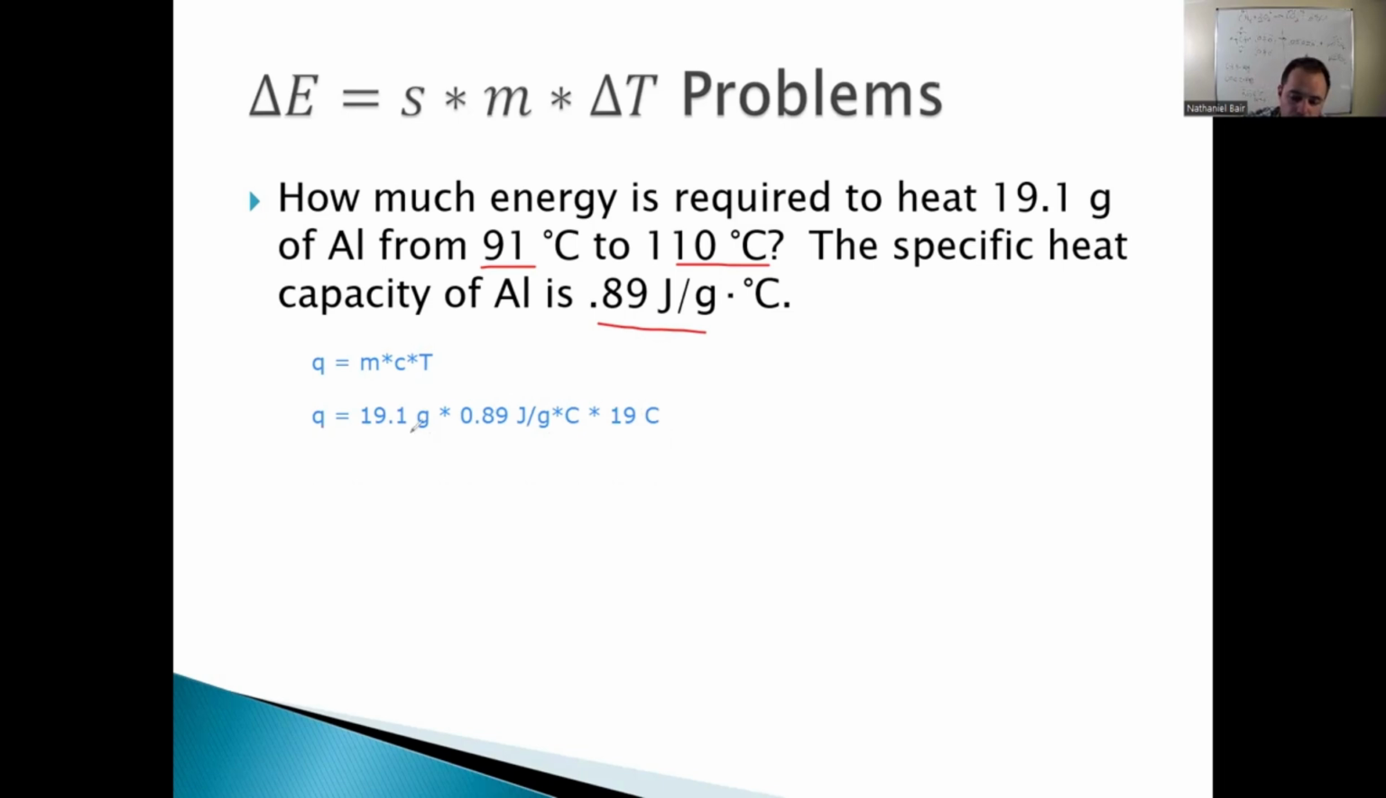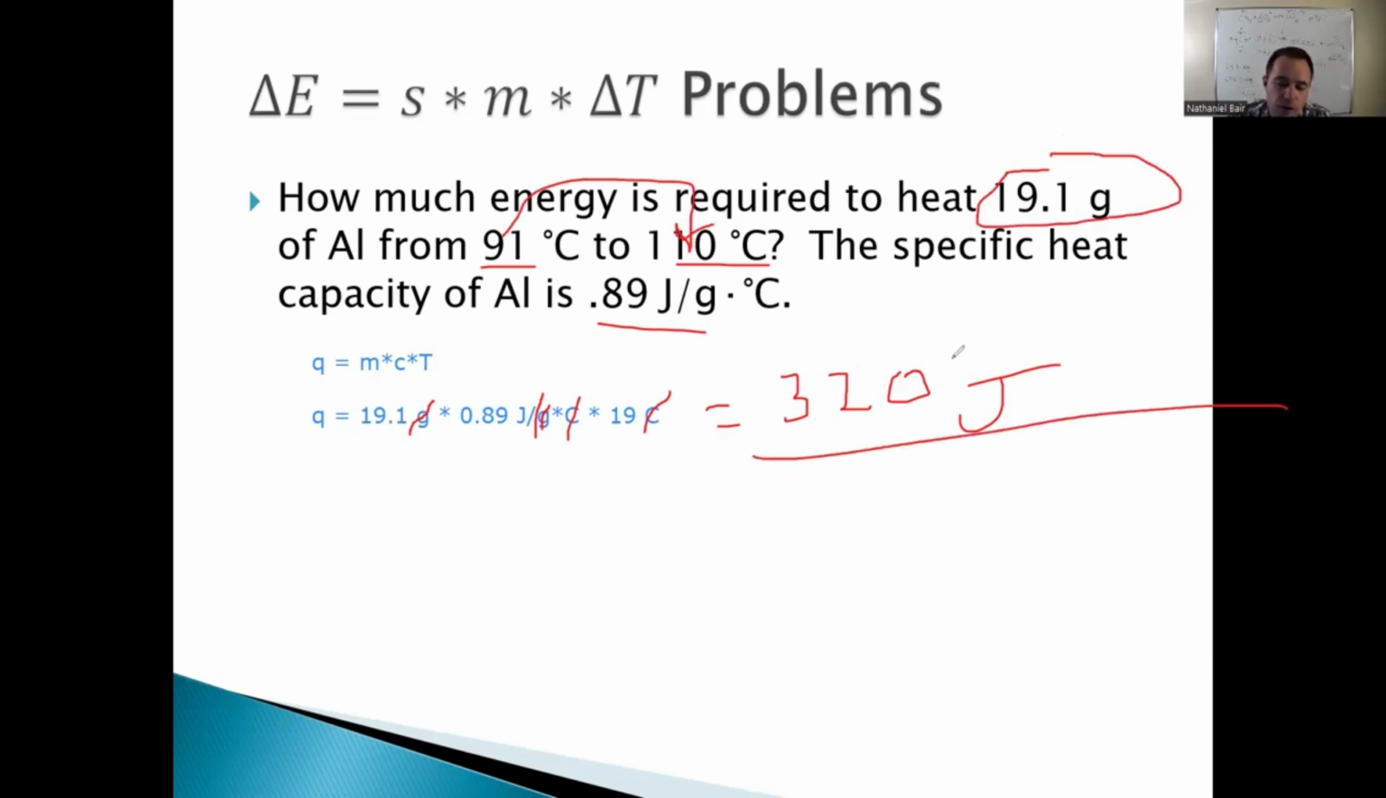And let's calculate that. Take a look. Grams are going to cancel out. Degrees Celsius are going to cancel out. And we're going to be left with an answer in joules. So 19.1 times 0.89 times 19. That's going to be 323, 2 sig figs, so 320 joules. If you want to heat up a 19.1 gram sample of aluminum from 91 to 110 degrees Celsius, you'd have to put in 320 joules of energy.